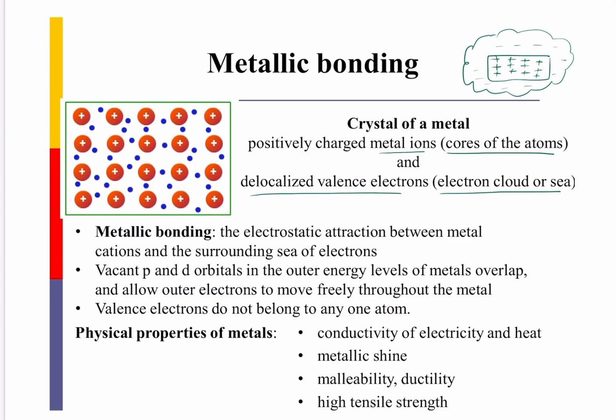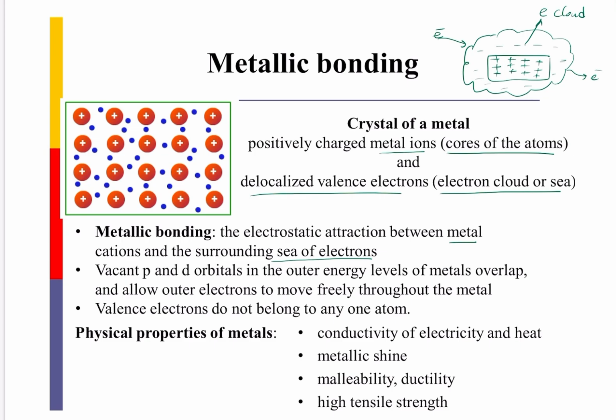Because of this reason, it can cause conductivity. For example, if we apply electricity or heat to this metal, one electron comes inside, and the other one can go out, because this electron cloud is very important for the conductivity. Metallic bond is a type of electrostatic attraction between the metal cations and the surrounding electron sea or electron cloud.